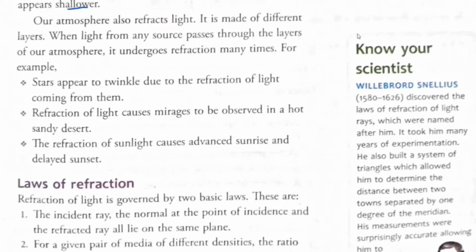Students, in a night sky, we have seen that the stars appear twinkling. And this twinkling of stars happens due to the refraction of light coming from them. Students, the stars are located very far, millions of light years away from us. And the few light rays that come from the stars have to pass through the different layers of atmosphere, and different layers of atmosphere have different density.